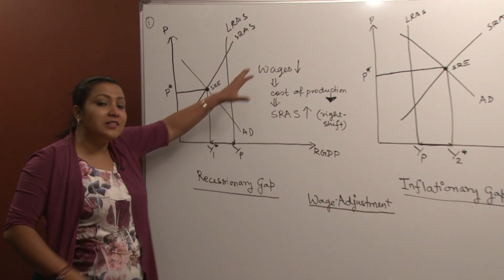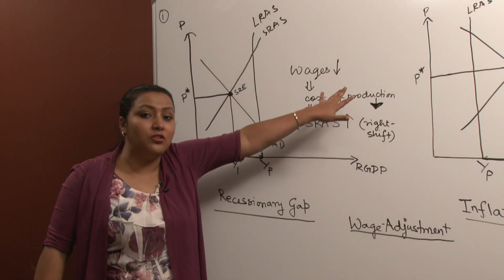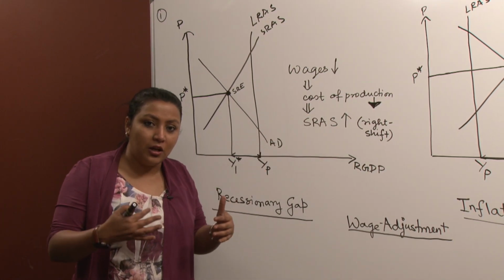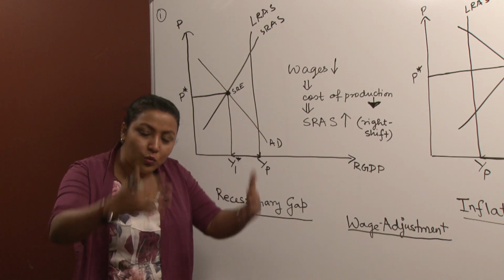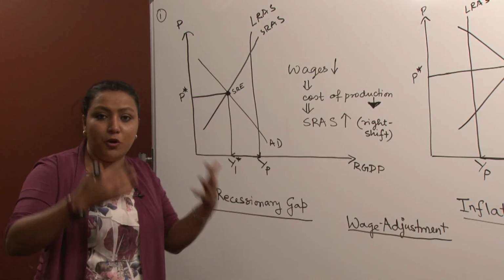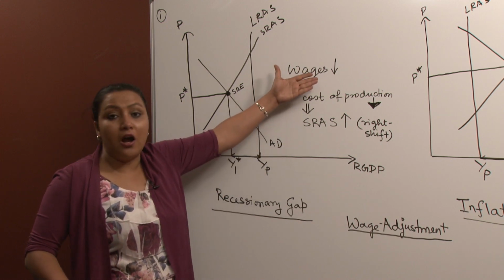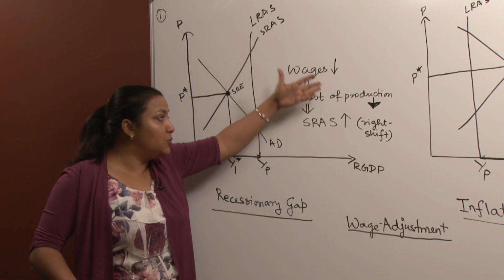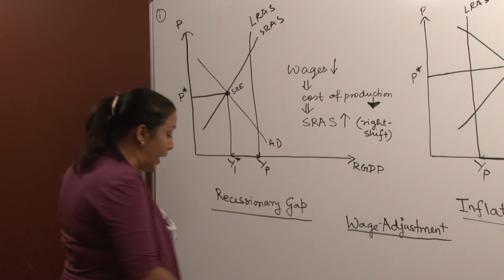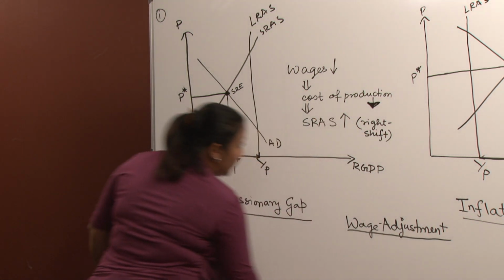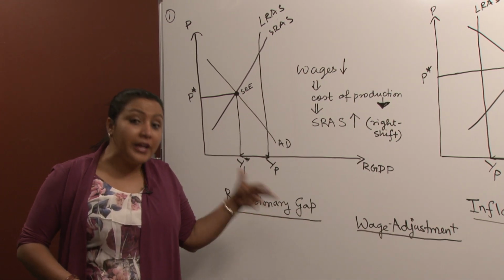Please note that this is happening organically. Nobody is decreasing the wages. It is not an exogenous change. It's an endogenous change. By endogenous, I mean it is happening within the economy organically, spontaneously. Because there is unemployment, that's why the wages are going down over time. That's why there is decrease in cost of production, and that's why there is an increase in the short run aggregate supply. Please be very clear about this. This is not a policy action, or this is not being created by someone.